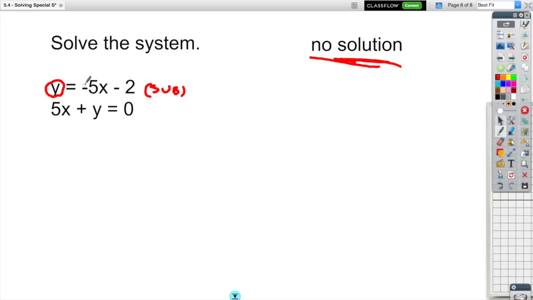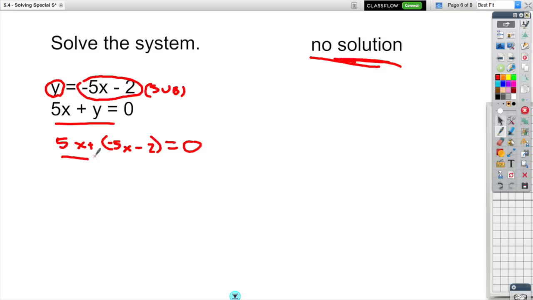And everywhere I see y, I'm going to swap it out and substitute in negative 5x minus 2. All right, so I'm going to do that to this equation. 5x plus blank, swap out y, equals 0. And in place of y, we're going to substitute in negative 5x minus 2. All right, now in this case, the parentheses don't really serve a purpose. They're just a placeholder, so let's clean up the like terms.